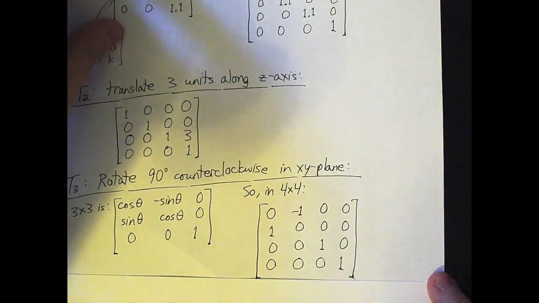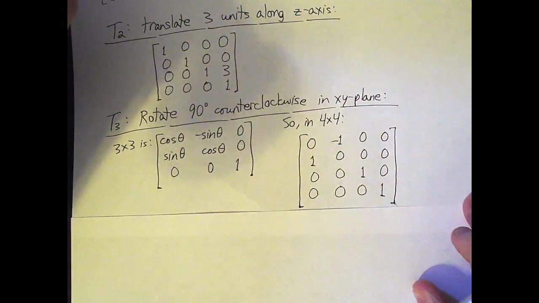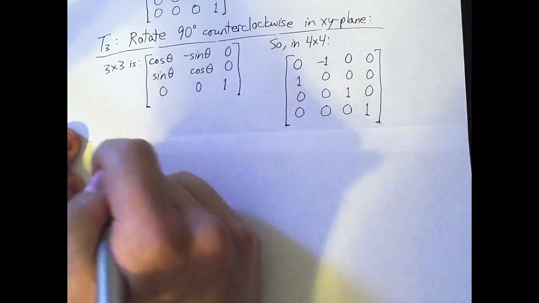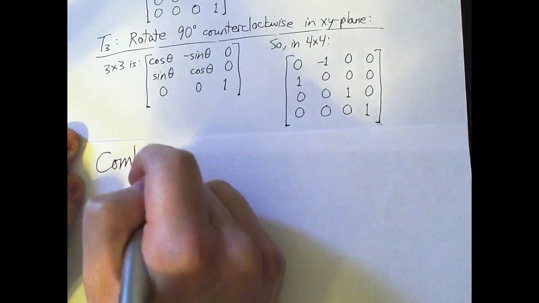Let's keep going with this. We found all the 4x4 matrices. I said we want to do all of these. So let's make the combined transformation.